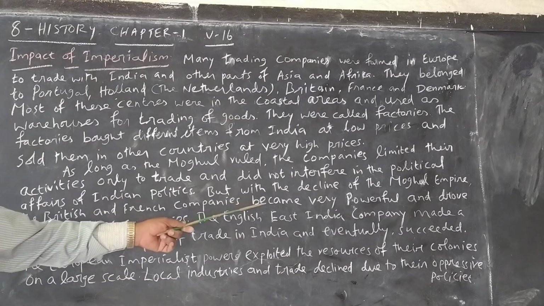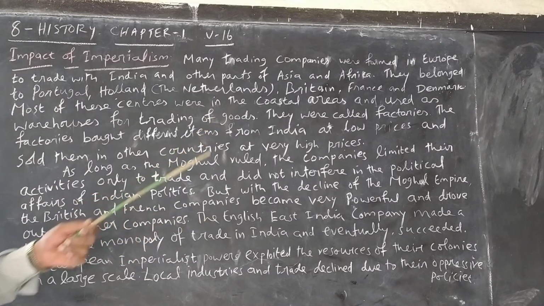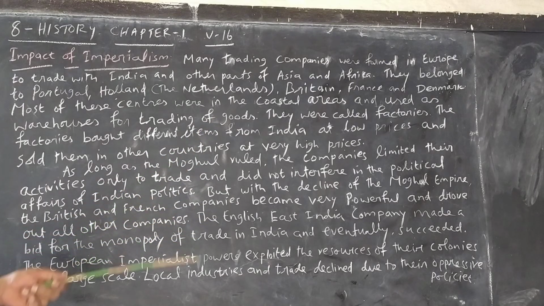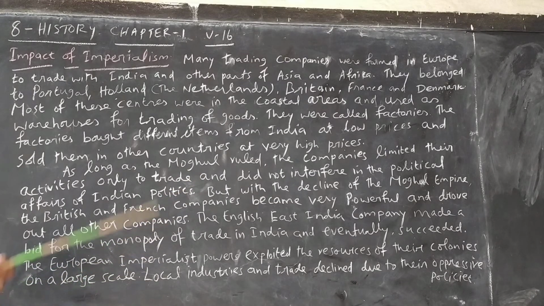But with the decline of the Mughal Empire, the British and French companies became very powerful and drove out all the other companies. The Mughal Empire, almost we can say after Shah Jahan, Aurangzeb was there for 50 years, but that was the decline of the Mughal Empire. At that time, these two, French people and British people, first wanted to capture South India, but through the Carnatic War, Anglo-Mysore War, Anglo-Maratha War, Anglo-Sikh War, like that, everywhere they waged war.